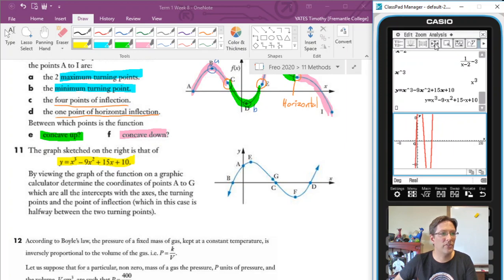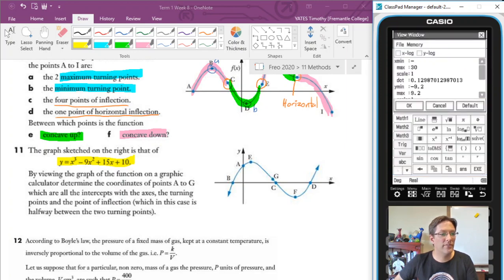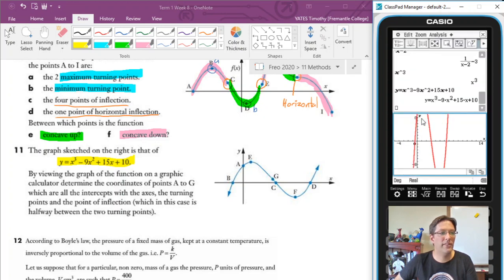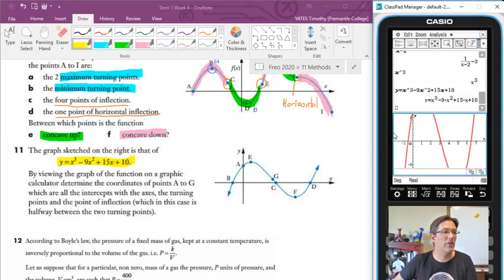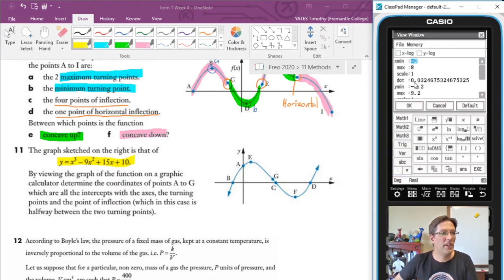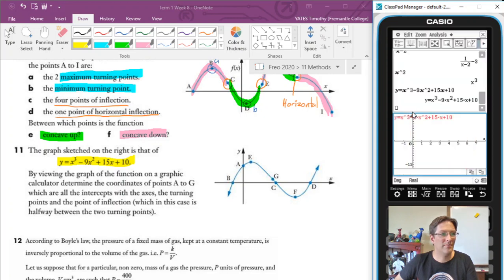Probably a bit too far, so I'm going to change that again. So -5 and 15. So that should give us a good horizontal range. Yeah, that looks pretty good to me. Not perfect. In fact, we can probably get even closer than that. -2 and 8. There we go. That looks much better. Then we can change our vertical range. Looks like I'm going to change my maximum to, let's try 15 and -15. And we'll do that one more time. Oh, there we go. So I've zoomed out a little more.